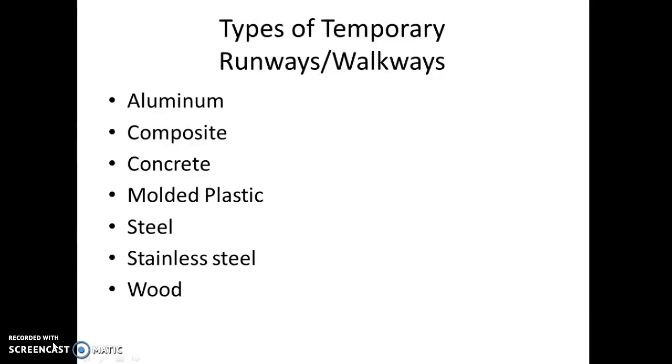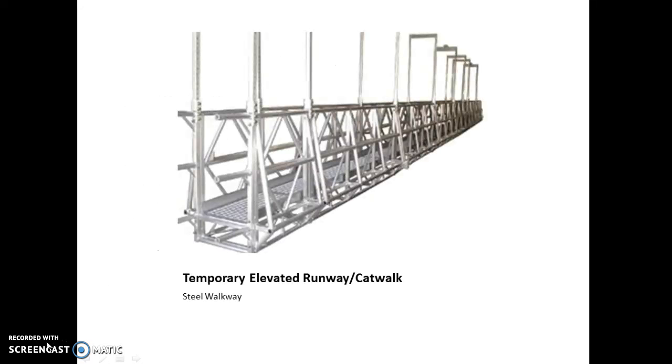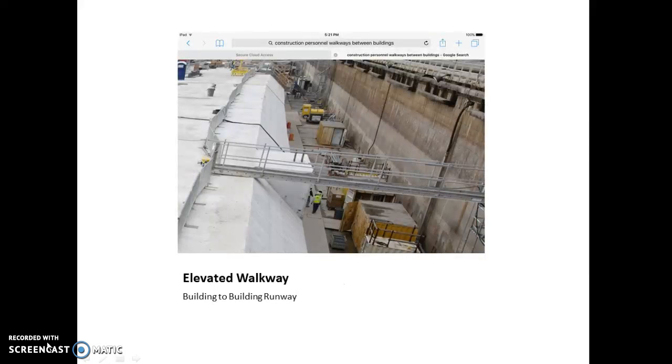Types of temporary runways: aluminum, composite, concrete, molded plastic, steel, stainless steel, and wood. An example of a runway: steel. It's also known as a catwalk. There's another one that is above the ground from building to building.